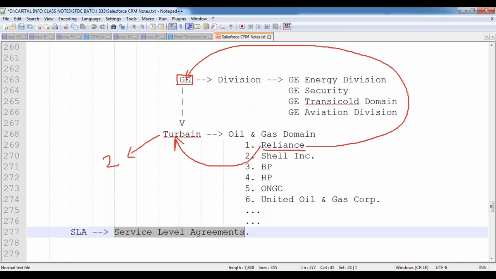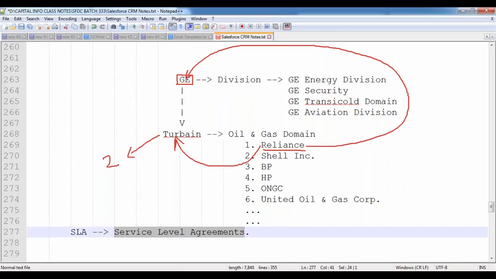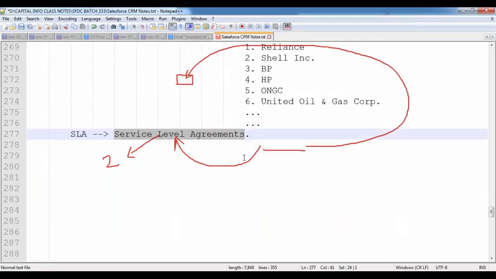That means upon giving the services to Reliance people, GE people have to follow this agreement. They have to follow these particular rules. In this service level agreement, they clearly describe the various rules which have to be followed by the GE people upon giving the services to this Reliance organization. In this service level agreement, they will be clearly writing that.